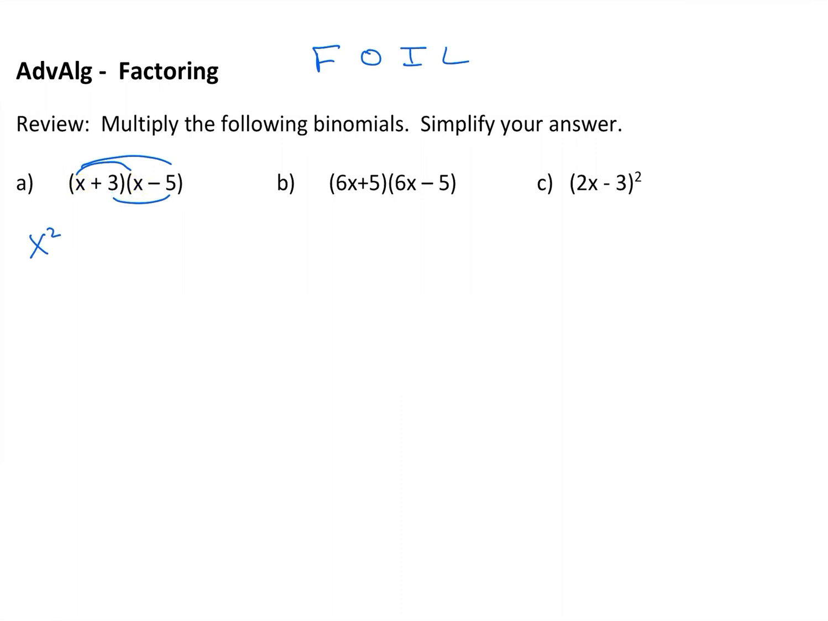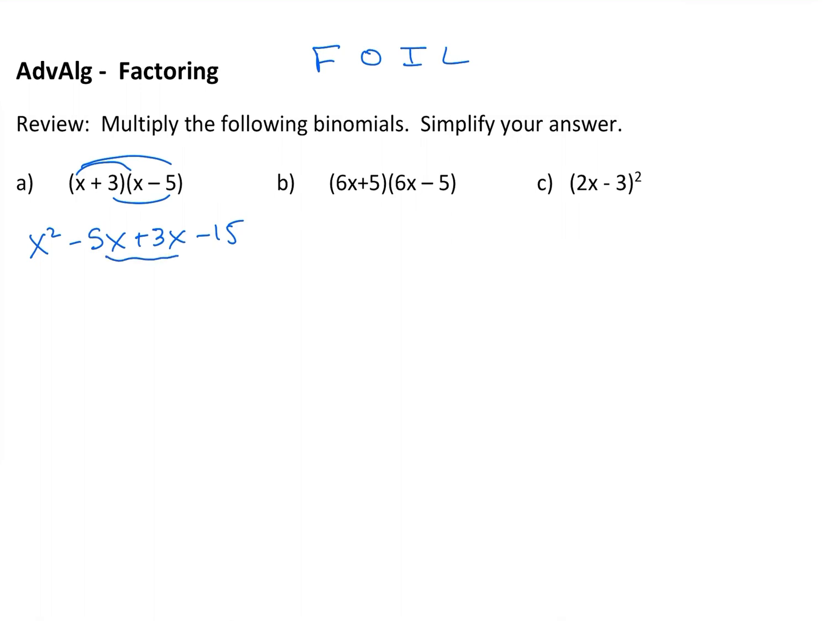And then we look at the outside. The outside here would be this x and this negative 5, so when we multiply them, we get a negative 5x. After that, we're looking at the inside, and so that's 3 and x, and that would be a positive 3x. And then the last ones, we're looking at that 3 and the negative 5, and that's how we get negative 15.